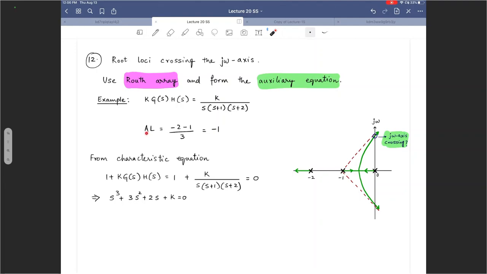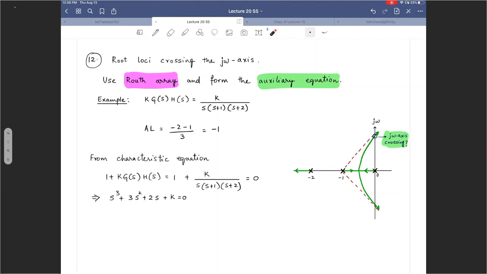Where is the asymptote location? Asymptote location is the sum of open loop poles minus the sum of open loop zeros, divided by P minus Z. So you do all of that, and you find out that it is -1. So at -1, you are going to draw 3 imaginary straight lines, at plus 60, minus 60, and 180 degrees. Those are the 3 asymptote angles.